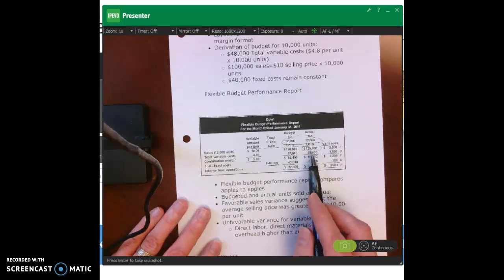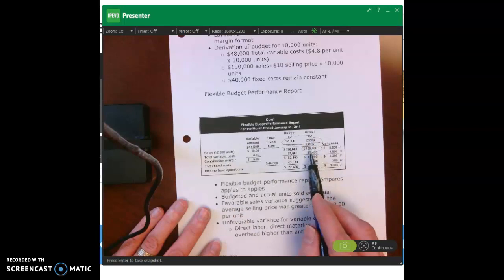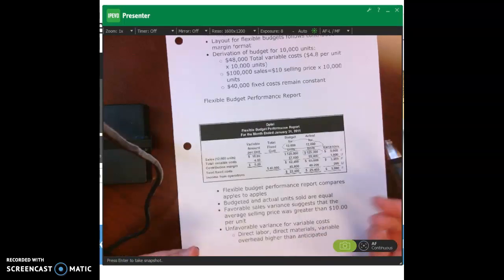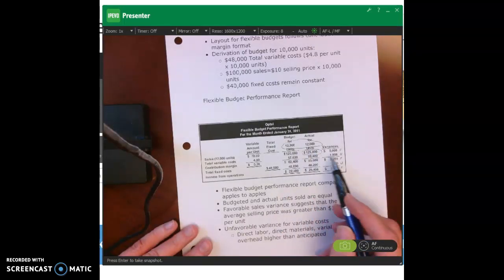Okay? So this is actually how much sales we had. I didn't get this by multiplying 12,000 times 12,000. Obviously, that's not 125,000. I got 125,000 just by saying this is how much we actually sold. This is our total sales dollars for the quarter or for the month. That's how much we actually sold, and it's a favorable variance.